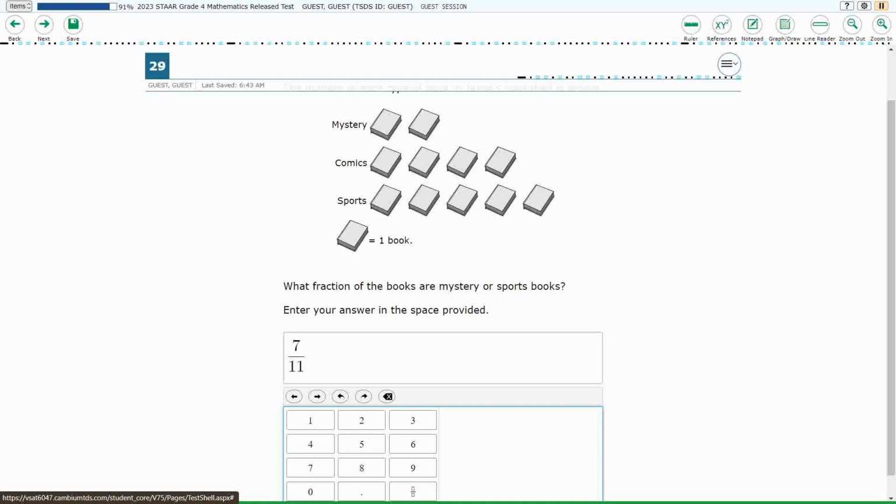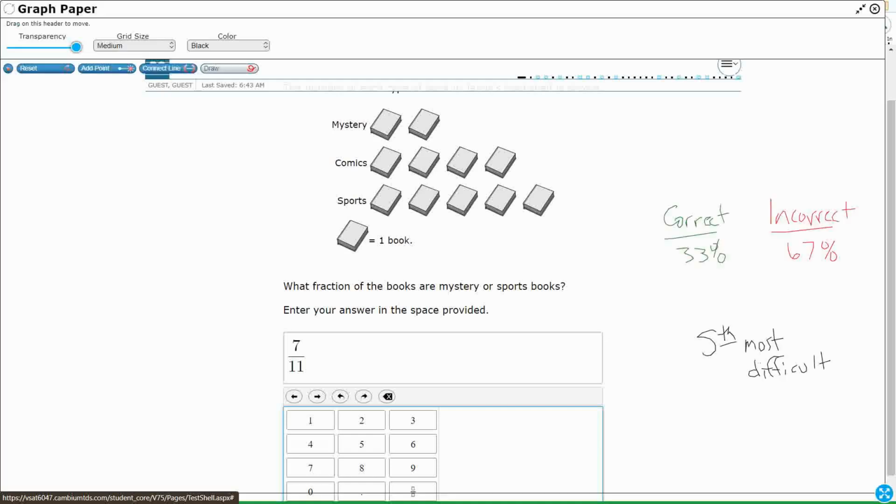Let's see how we did across the state of Texas. So this was tied for the fifth most difficult, 33%. And guys, I think this 100% has to do with the test and the testing platform itself. Figuring out how to build a fraction is not intuitive. I don't think our students are going to have that much difficulty turning this into a fraction. Making it work on the equation editor is very difficult.